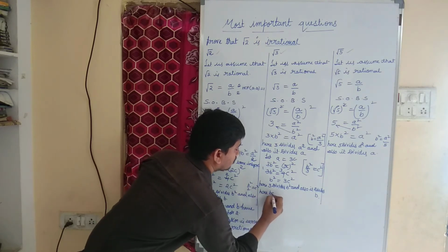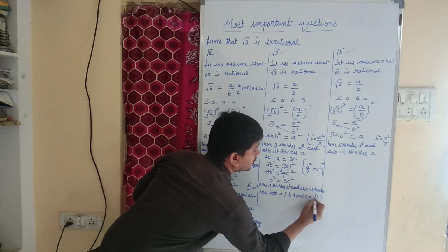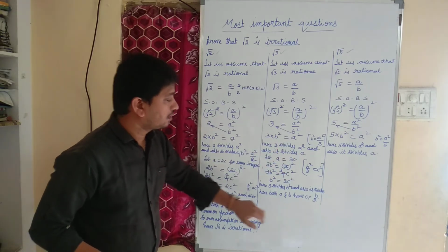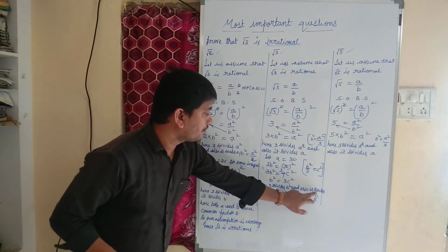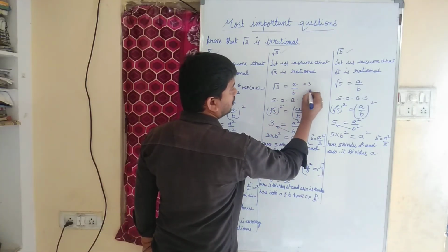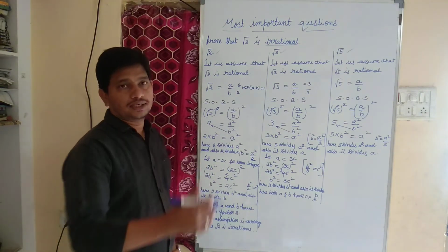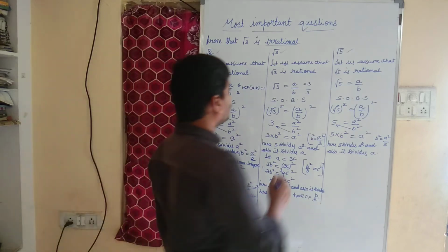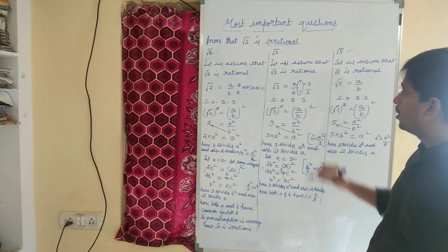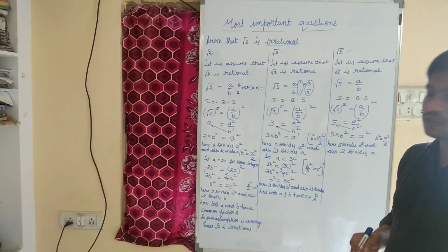Here both a and b have common factor 3. a is having common factor 3, also b is having factor 3. Actually, what is our assumption? That root 3 is rational. Rational means both a and b should have only common factor 1. But what we got? We got another factor, that is 3. So our assumption is wrong.